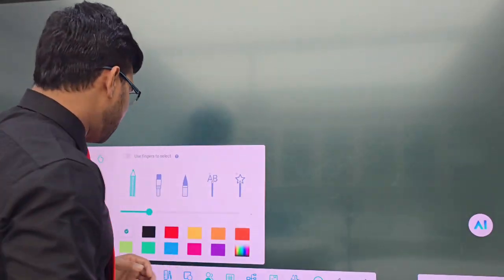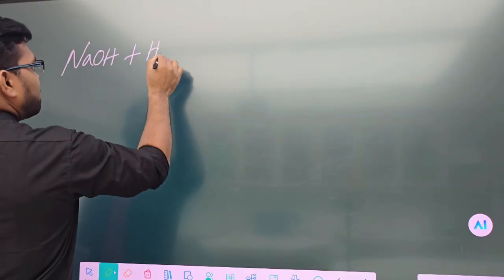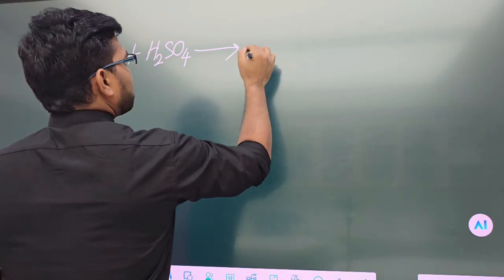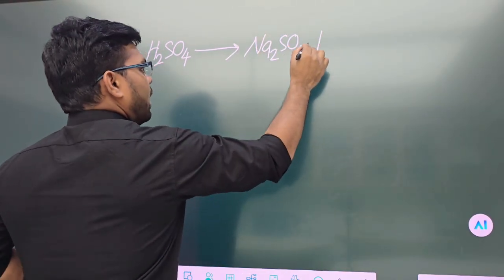For instance, let's say I have an equation here: sodium hydroxide reacts with sulfuric acid. Okay, what will be the product? The product will be sodium sulfate and water.